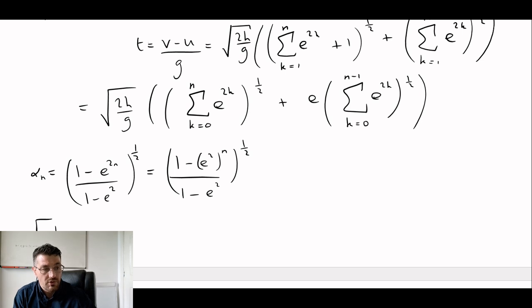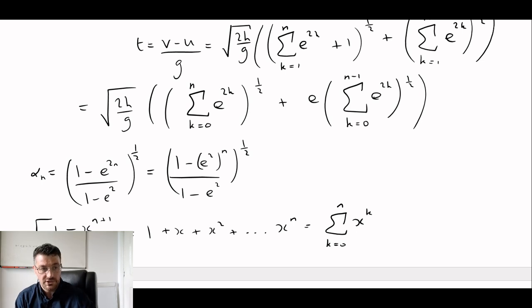So this is a little aside. 1 minus x to the power of n plus 1 over 1 minus x is equal to the sum of 1 plus x plus x squared, all the way up to x to the power of n. In other words, the sum from k equals 0 to n of x to the power of k. Okay, so this is a really useful formula to know.